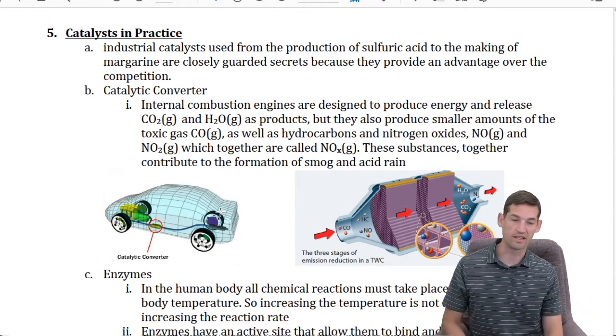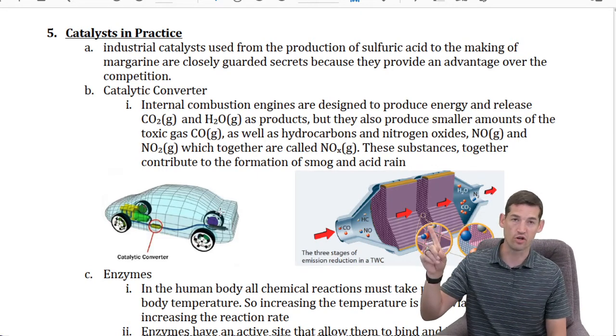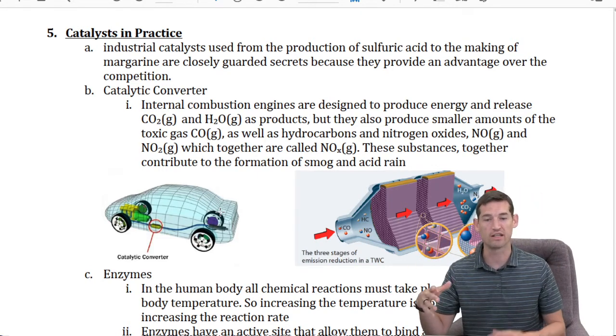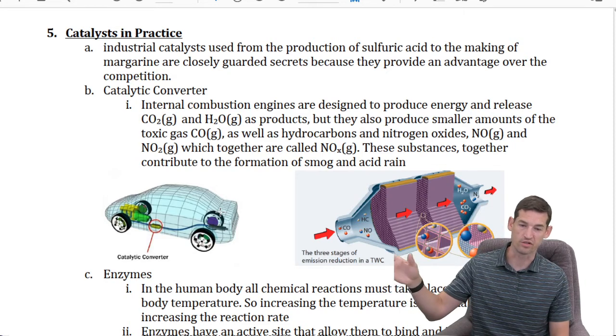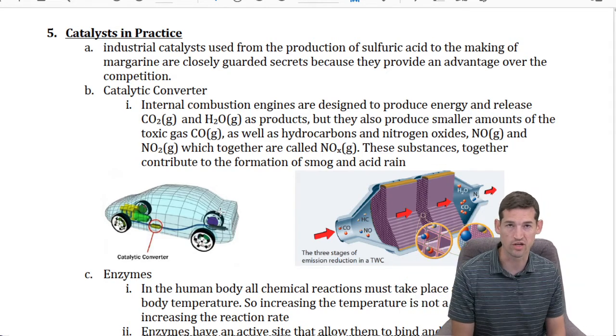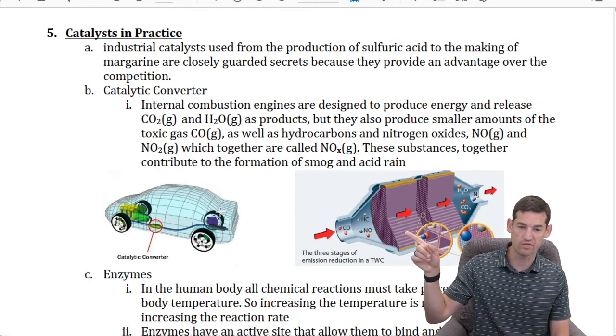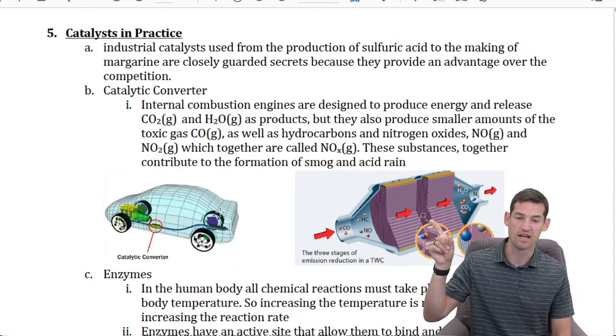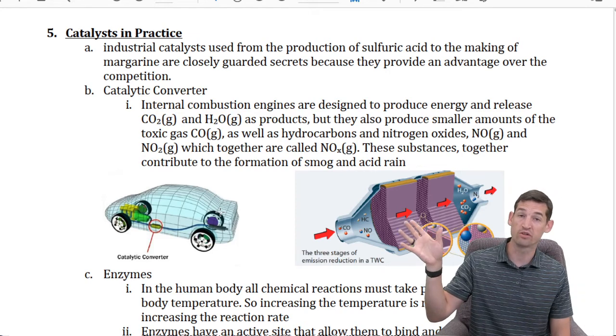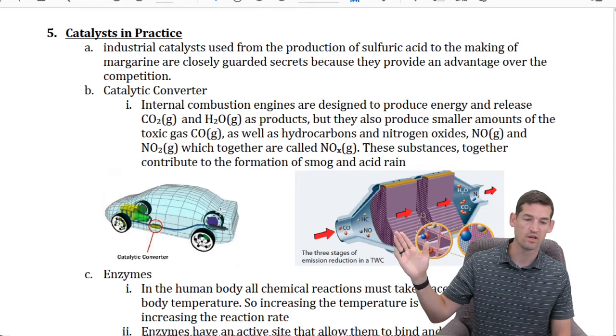The next one is the catalytic converter. So this is a little thing in your car. Any modern car anyway has a catalytic converter. You see in the other picture, somewhere between the engine and your exhaust out the back. And what it does is, you can see here molecules of things like carbon monoxide and nitrogen monoxide and unburned hydrocarbons or fuels come in.